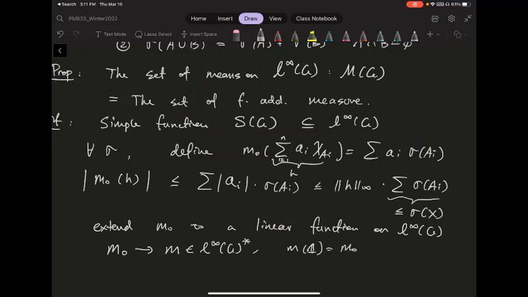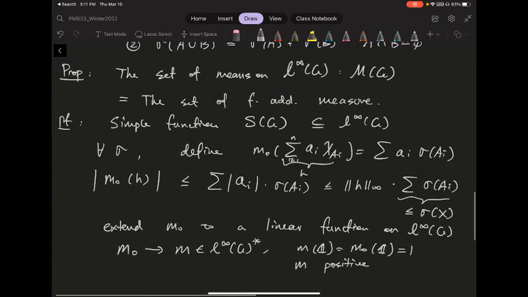Well, because it's the extension of the M0, the constant 1 function is simple, so that maps to 1, and this M is positive, of course. Okay, so that's fairly clear. All right, so this basically clarifies where these means came from.